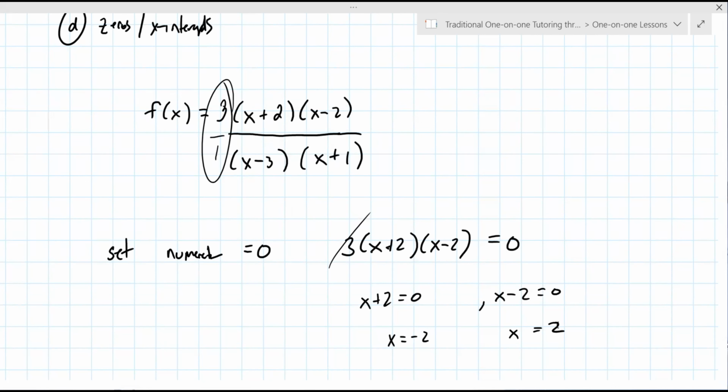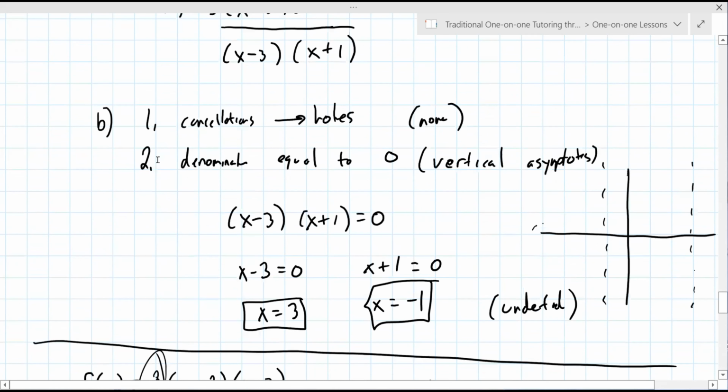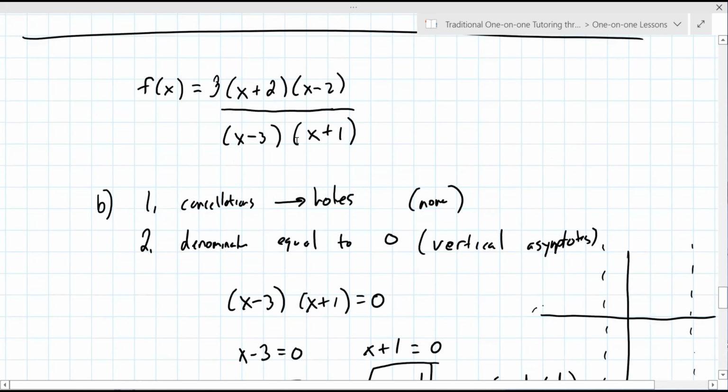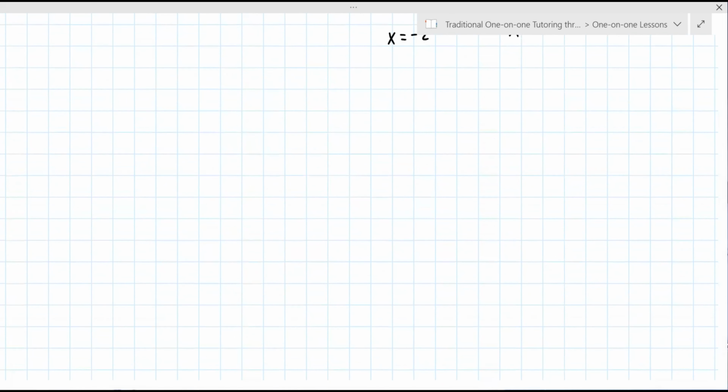So not to be confused with what we did in part B, where you set the denominator equal to 0. For discontinuities, for vertical asymptotes, you set the denominator equal to 0. But for the zeros, you set the numerator equal to 0. And that's the distinction. The horizontal asymptote or the end behavior is this leading numbers stuff. It's kind of a couple things to remember there.